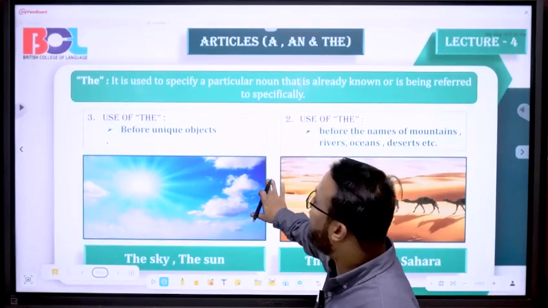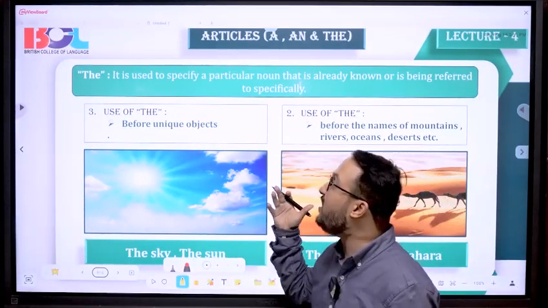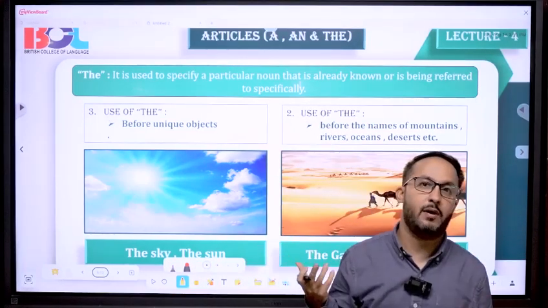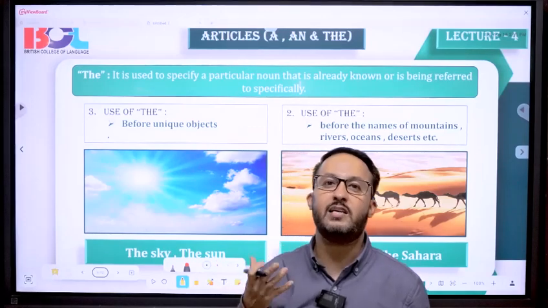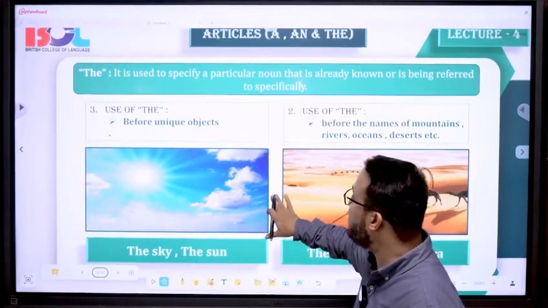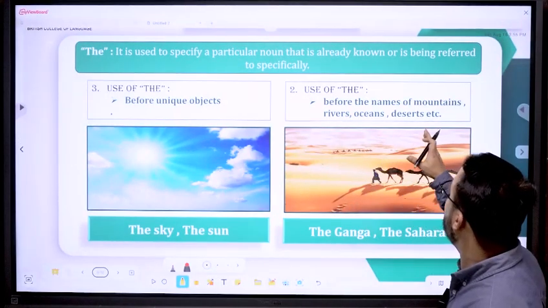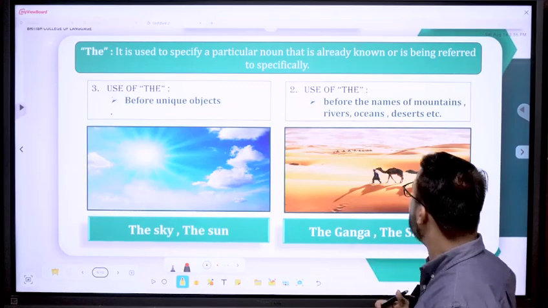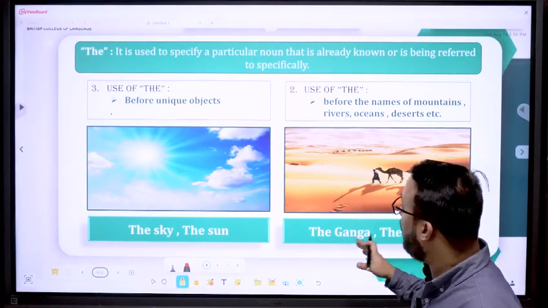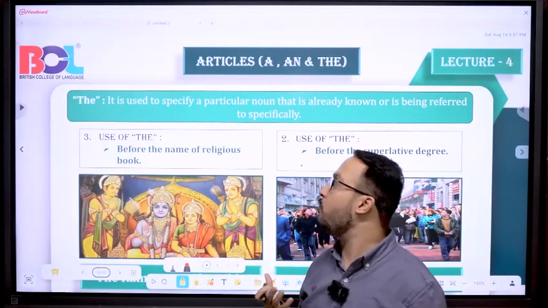Where we use "the", we have already discussed "a" and "an". Now "the" is used before unique objects. Like we can say the sun. There's only one sun, right? And it's very powerful, it's unique, so we use "the" before this. Like we can see in the slide, the sky, the sun, right? And even before the names of mountains, rivers, oceans, and deserts, etc., we use "the": the Ganga, the Sahara. So all these, we use "the" for powerful and unique things.